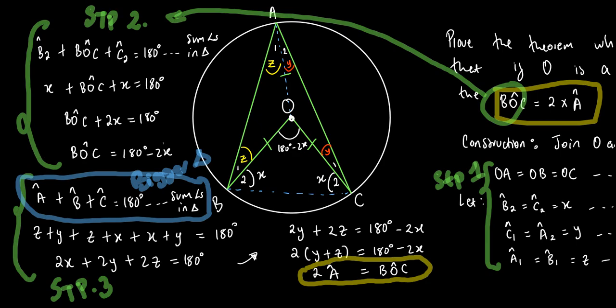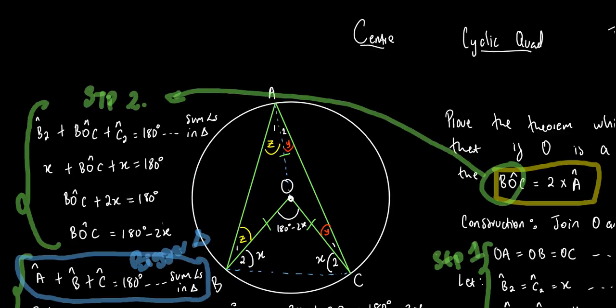So then from there, you prove that you just imitate, right? Since you got 180 minus 2x, you just imitate the same thing, and therefore you find that your two angle A is BOC. Yeah, next theorem there.